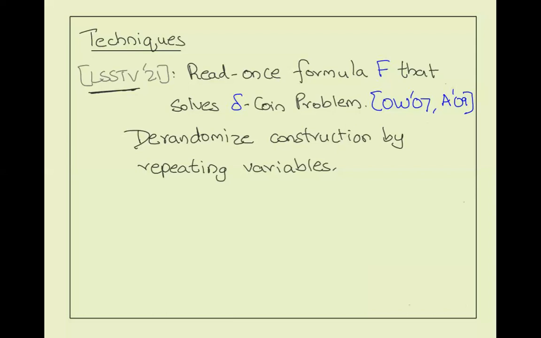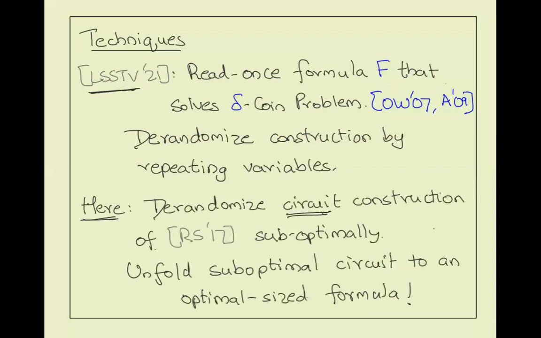And in this work, we deviate from this paradigm by de-randomizing instead a different randomized construction. We instead look at a random circuit construction, and this random circuit construction for the coin problem is due to work of Ben Rossman and myself from a few years ago. And what we showed there was that we could come up with better circuits for the coin problem. So recall that circuits are a stronger model than formulas in some sense, and we showed that we could come up with better circuits for solving the coin problem.